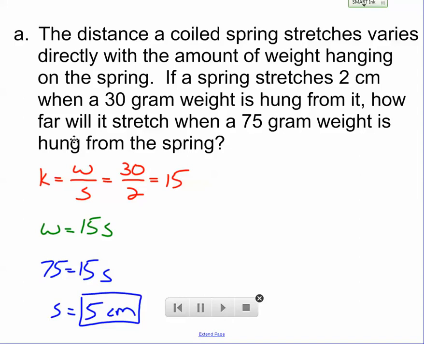Okay, now direct variation is kind of synonymous. It means the same thing as proportional. So this could definitely be solved with a proportion too, but I want you guys to try writing these equations. These direct variation models is what they're called. W equals 15s. You know, we could solve this with a proportion like 30 over 2 equals 75 over x. And that would work just fine. But I want you guys to try this. But use a proportion to check your answer.